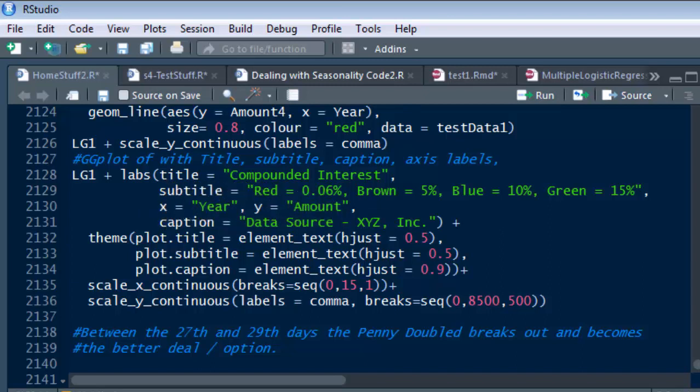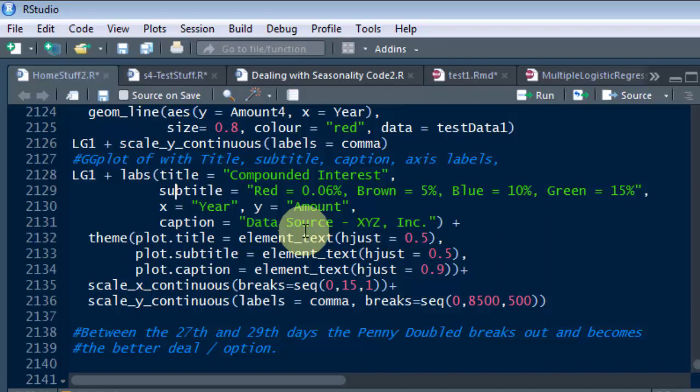I'm going to have a caption, which is going to show down here to the right, which is going to say data source of XYZ Incorporated. I like to put a caption in there because it makes it look nice and tells people exactly where you got the data from. You don't have to have it in there, but I like to put that in there.